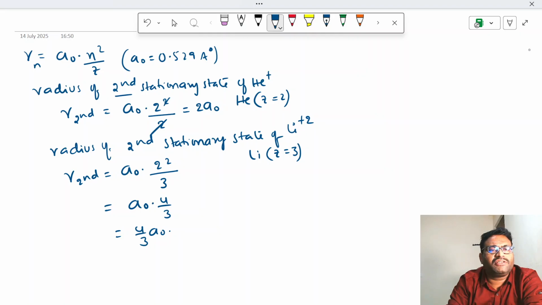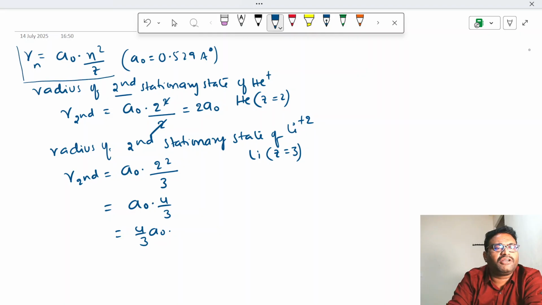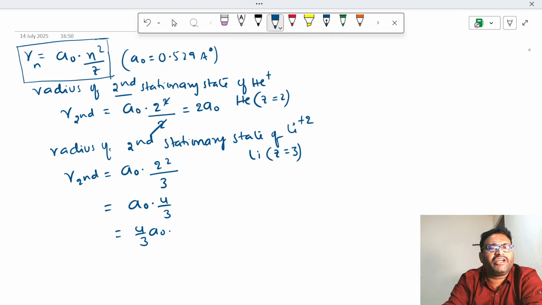In the previous examinations, PYQ of JEE Mains, almost all the questions are based on this formula. What is that? The radius of the nth orbit is given by a naught into n square by Z, where a naught is equal to 0.529 angstrom units.